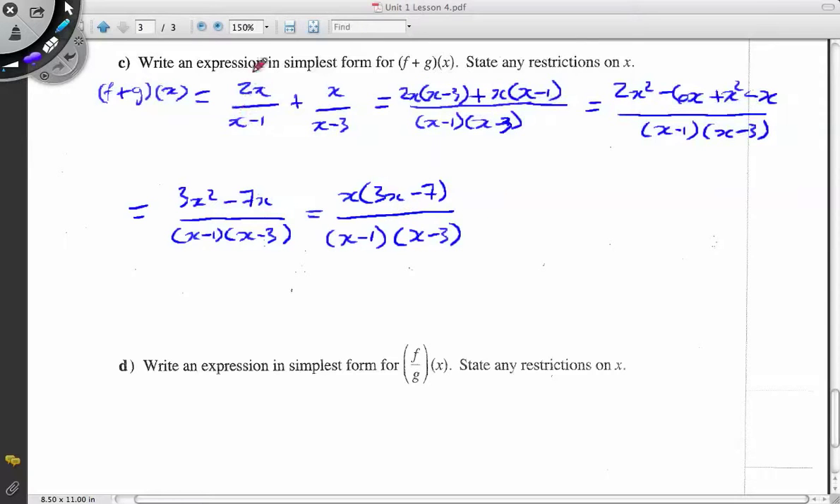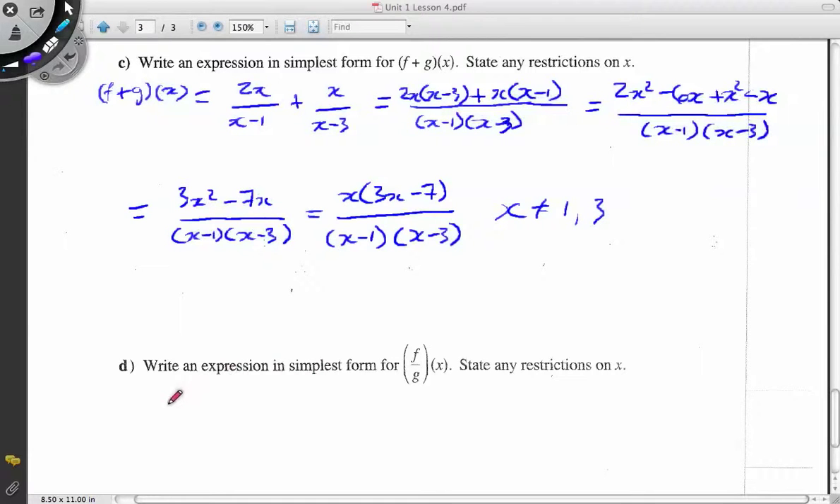So what are they asking us? Write an expression in simplest form. So we've done that. State any restrictions on x. Well, we've got to just be careful. We have to watch what we're doing as we go along. We haven't really changed the denominators, so it's not a division, or we haven't had to flip anything. So our denominators have stayed the same, and still the restrictions are x cannot equal 1 or 3.